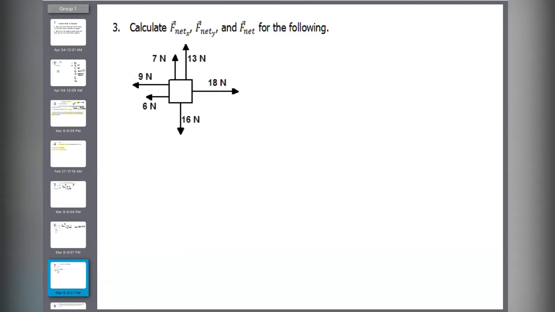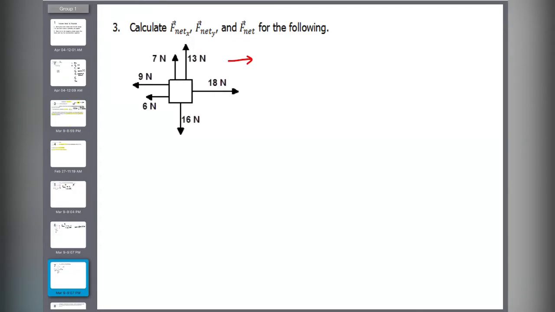So step 1, they drew the free body diagram for you already. Step number 2, analyze the x and the y and take a look at which direction it should be going. So if you take a look at the x forces, the forces that are going horizontally, I have 18 to the right, 9 and 6 to the left. So the first thing I'm going to do is, I know the acceleration is going to the right along the x direction.